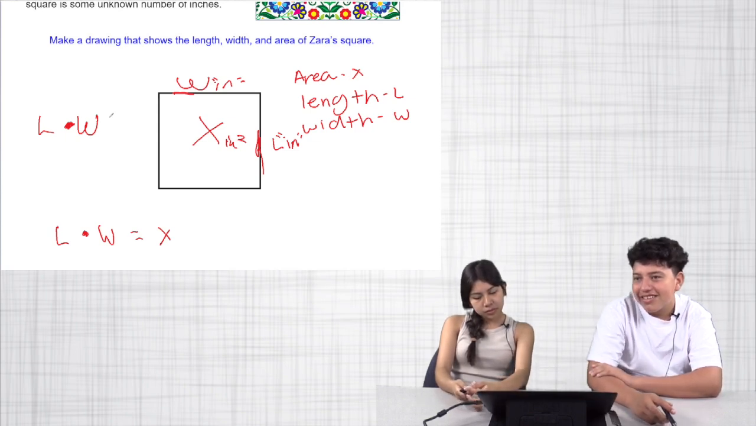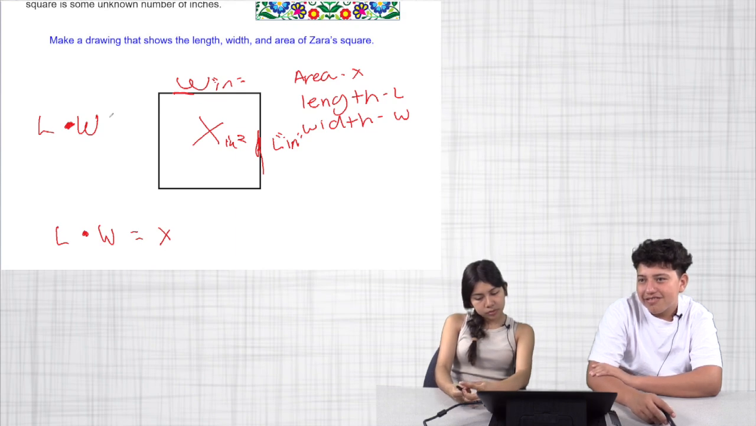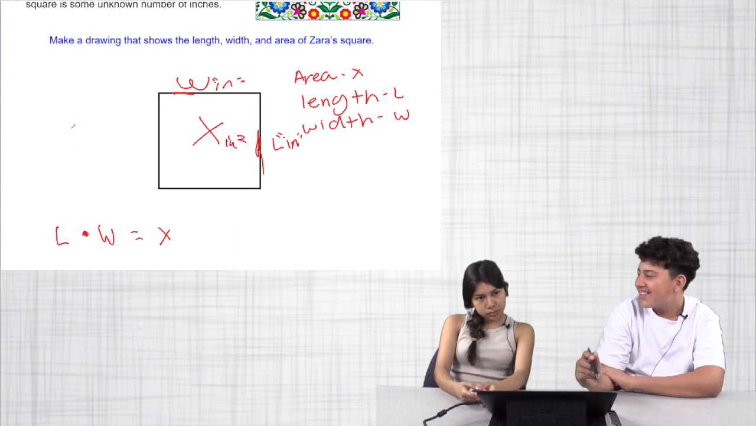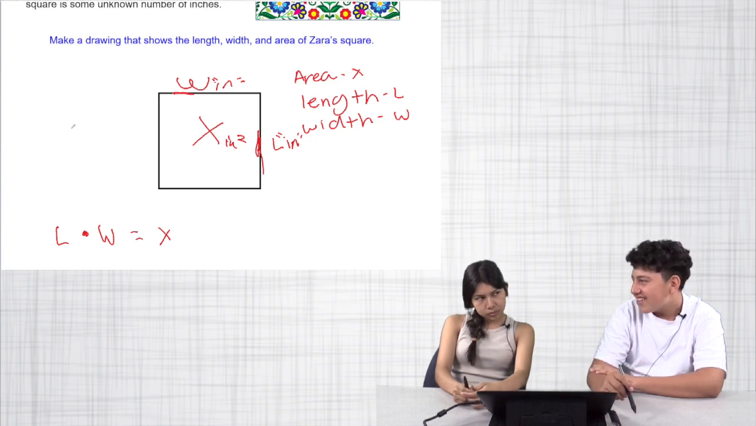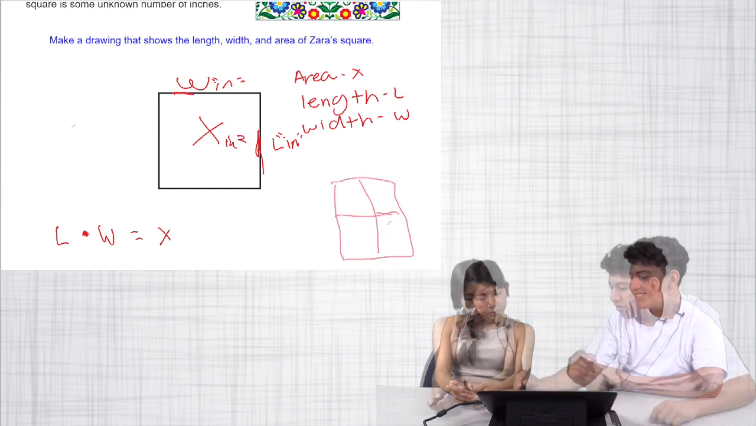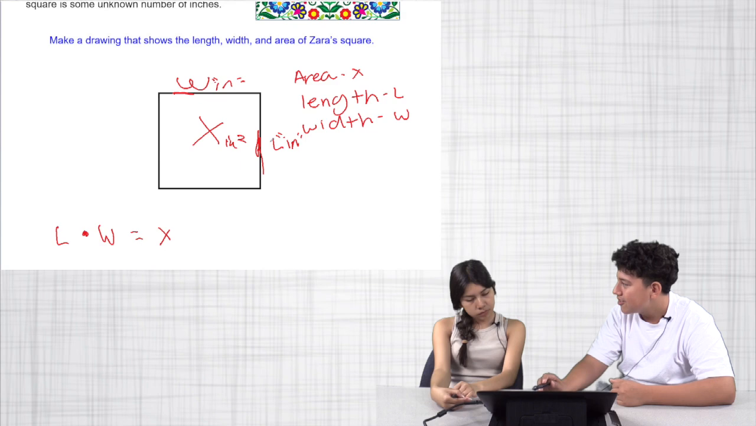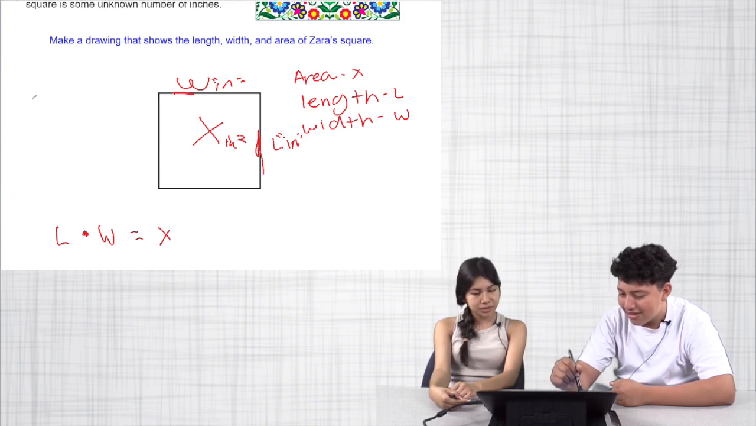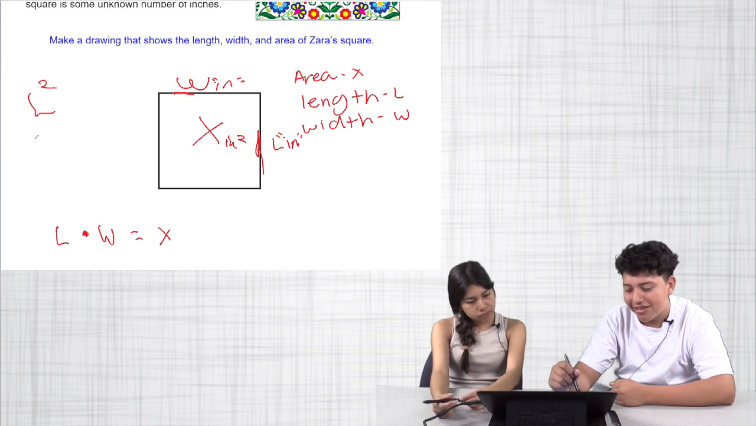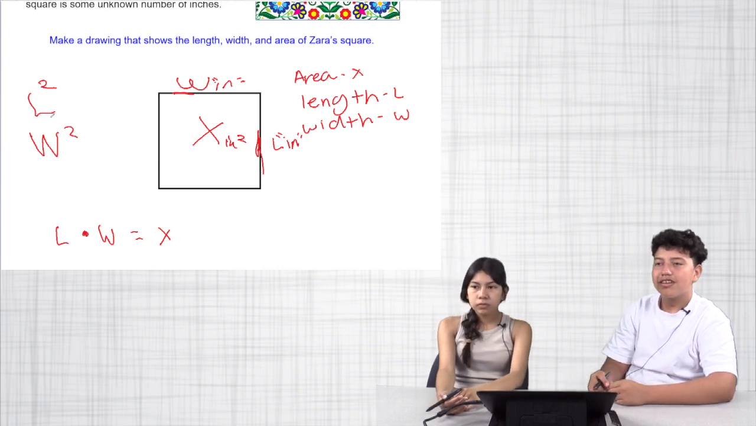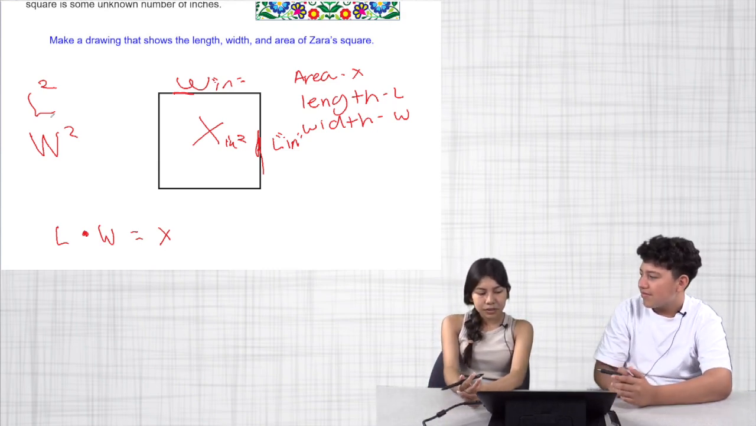Yep, you're absolutely right. Is it possible for you to use just L or just W? Oh, yeah, with the exponent. How? Since we said that in order to be a square it has to be the same number by the same number, it could just be L squared or W squared. What do you think, Emily? Is that possible? Yeah, I think so.